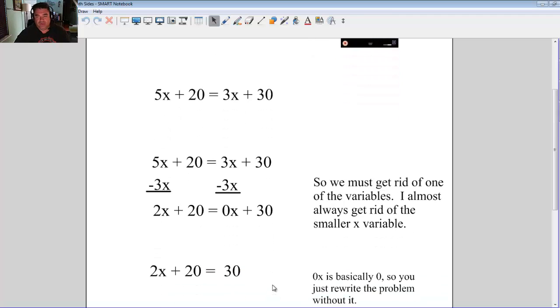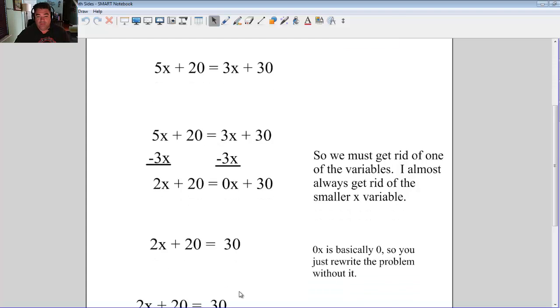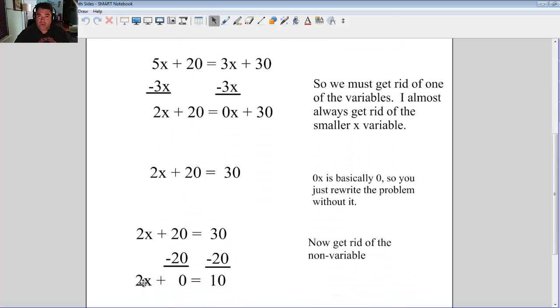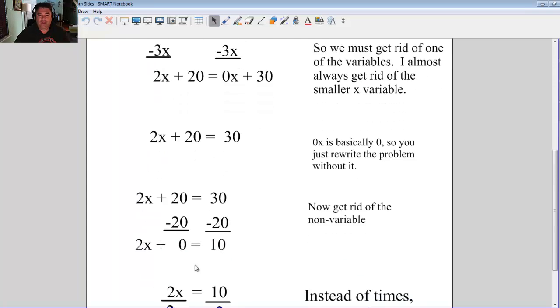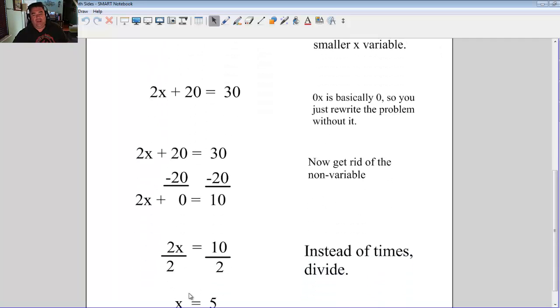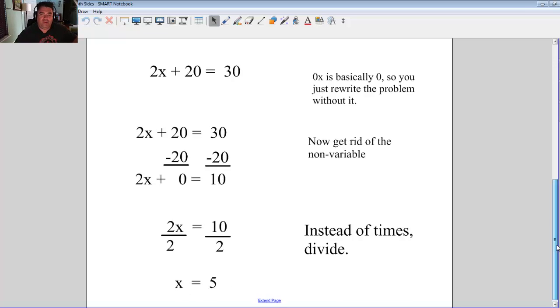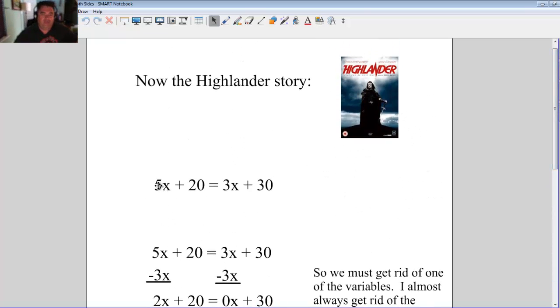From there, I should know what to do. I'll just minus 20 to both sides over here and over here. And that leaves 2x, and that leaves 10. So 2x equals 10. Instead of times 2, I'll divide by 2, and I get x equals 5. If you're not sure, just plug it in. 5 times 5 is 25, plus 20 makes 45. 3 times 5 is 15, plus 30 also makes 45.